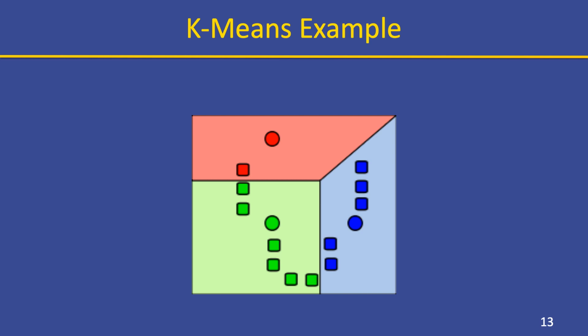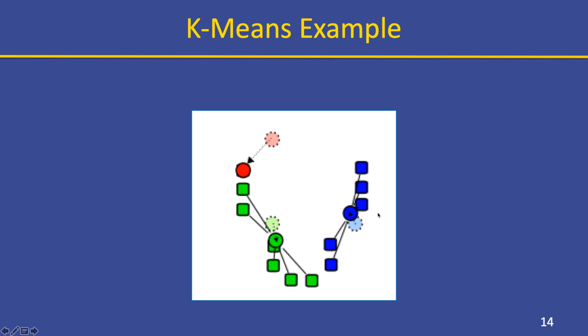Now each circle will be moved to the average of its assigned points. That red circle here has only one point assigned to it. It's going to move this way. For the green circle, it's almost in the right position. It probably needs to move this way a little bit. And this blue circle maybe needs to move up a little bit. So what we get is this, right? The circles, the cluster centers, move to the average of their means. And then we repeat that.